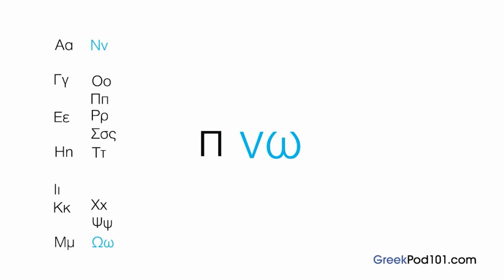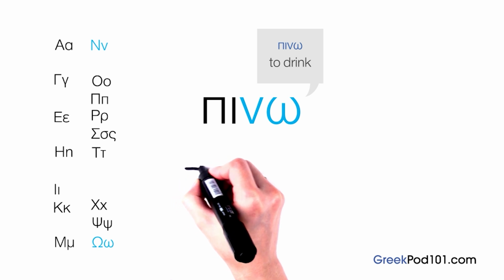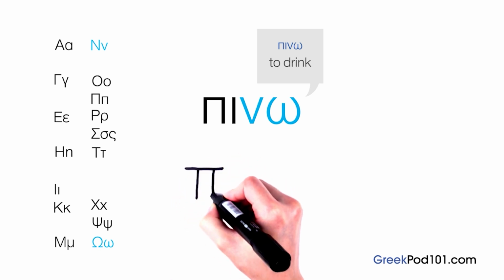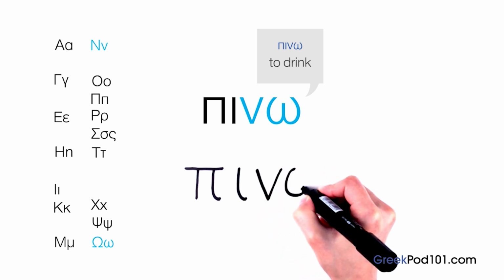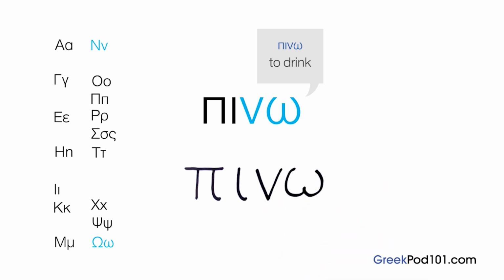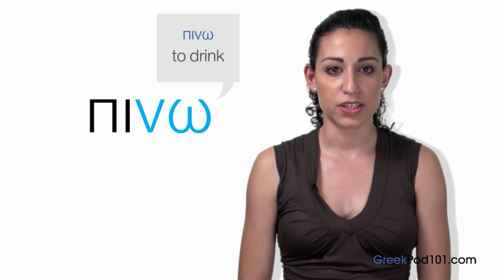So adding pi and iota, we get something we do every day. That is the verb to drink. In Greek, this is pino, and it's written this way. Pino. There is something in this word which shows why omega is one of the most important letters of the Greek language. It is the ending letter for the dictionary form of verbs.